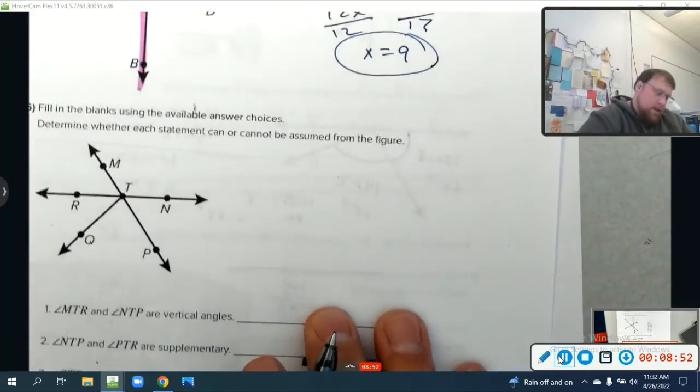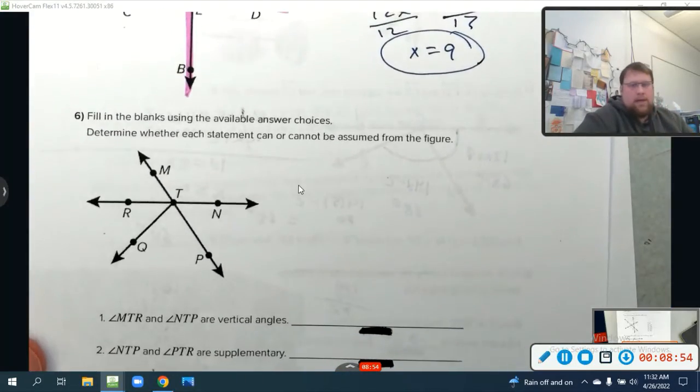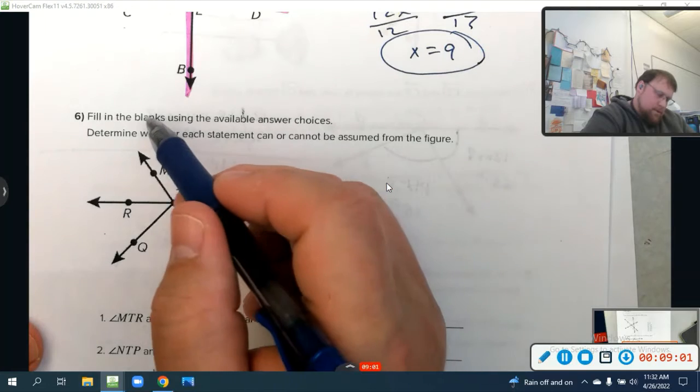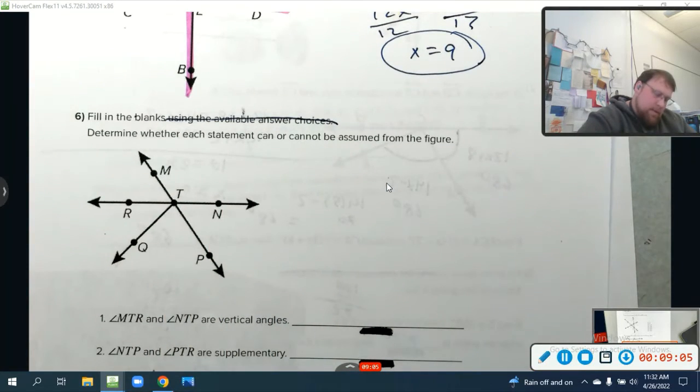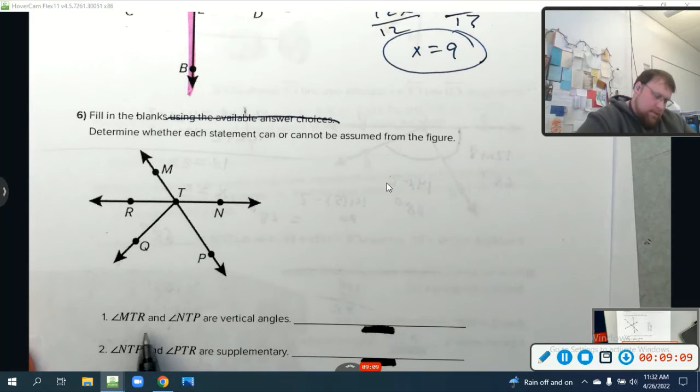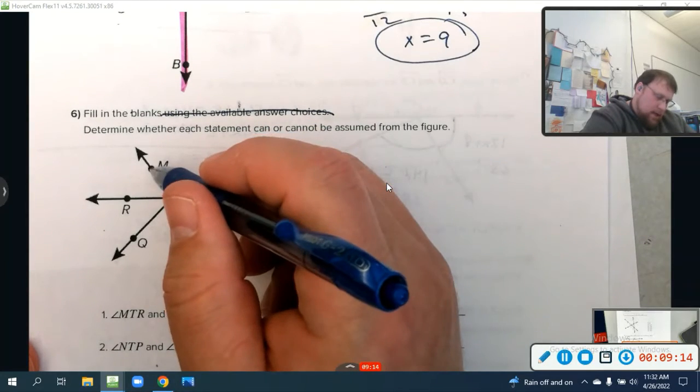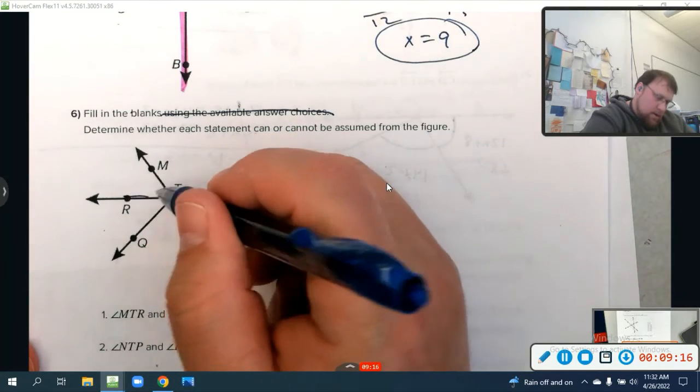Okay, fill in the blanks using the available answer choices. There's no answer choices. We should just cancel that out. Fill in the blanks. Determine whether each statement can or cannot be assumed from the figure above. Let's see. MTR and NTP are vertical angles. So it's saying MTR and NTP are vertical angles.